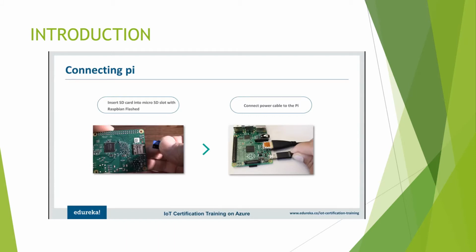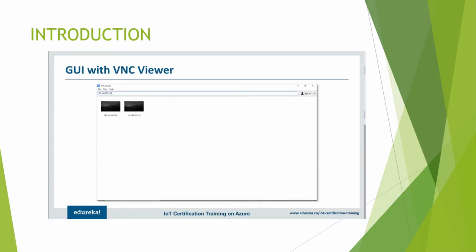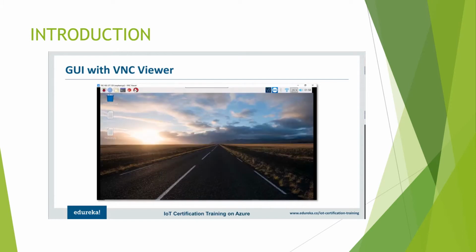And as soon as we connect the power cable to the Pi, it would start searching for open Wi-Fi networks. So what we'll do is, we'll turn on the hotspot in our system and the Raspberry Pi will connect to our computer's Wi-Fi. And once it gets connected to our computer's Wi-Fi, you can see the dynamic IP address of the Raspberry Pi. Now, we'll take this dynamic IP address and put it down in the dialog box of the VNC viewer. Now, when we do this, this gives us the graphical user interface to work with the Raspberry Pi.